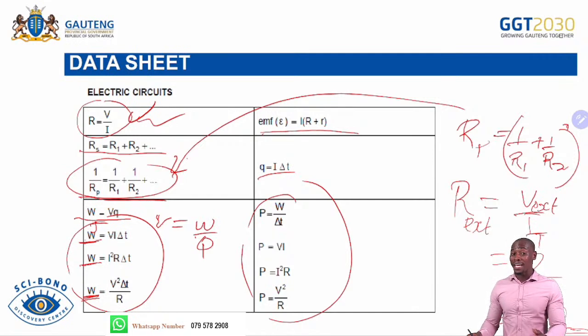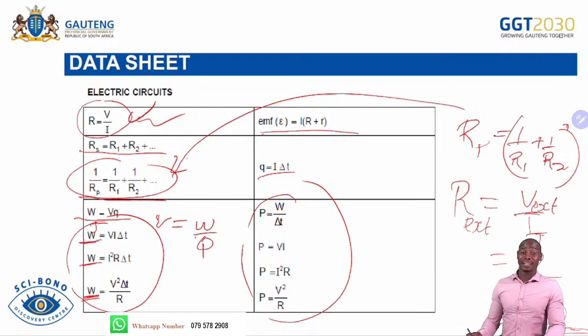Because now we are having R external, which is the resistance in the external circuit. You're having R internal, right? Which is the internal resistance represented by small letter r. So please be careful here. Please know which resistor you are referring to. Okay, that is very, very important.